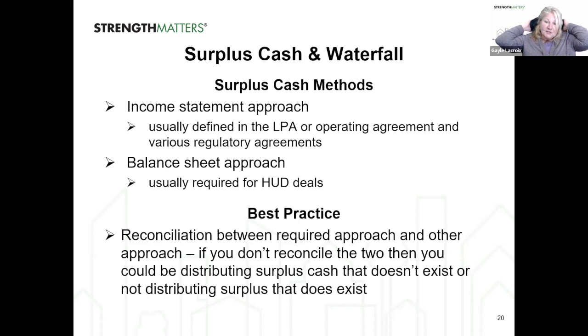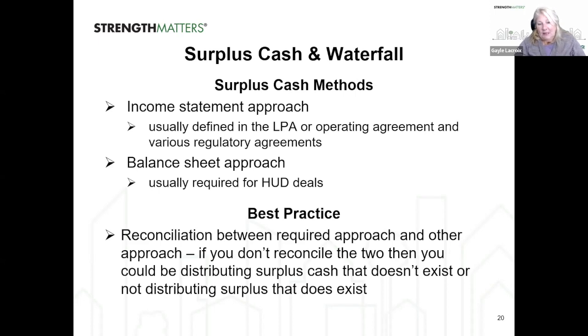So you'll see the word surplus cash, and they'll be capitalized, capital S, capital C. That means you need to go back to the definition section to figure out how to actually calculate that. So if you're trying to figure this out, you will need both the definition section and the main body of the partnership agreement to understand how to do that calculation.